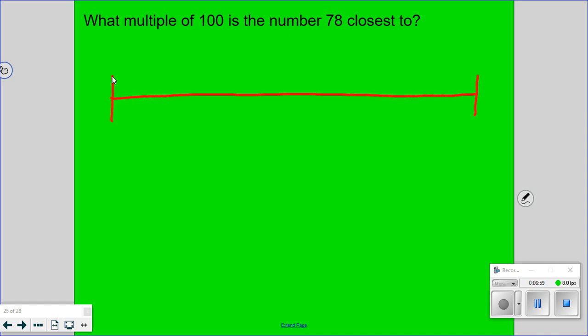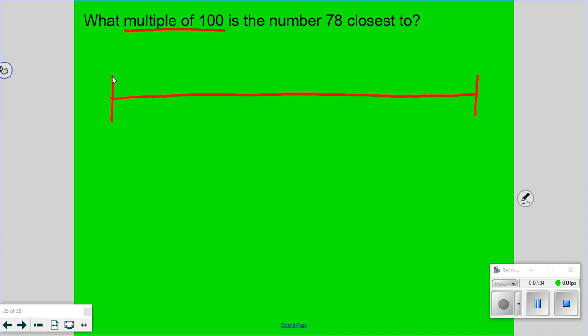Now we've got to figure out what's going to be our start and end point. What's going to be our start and end point where 78 is going to be in between? Remember, we're using multiples of 100, aka skip counts of 100. So what's going to be our range where 78 would fit inside? Zach, what are you thinking?